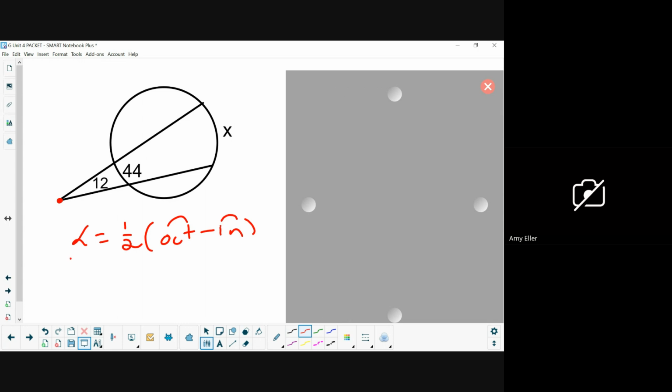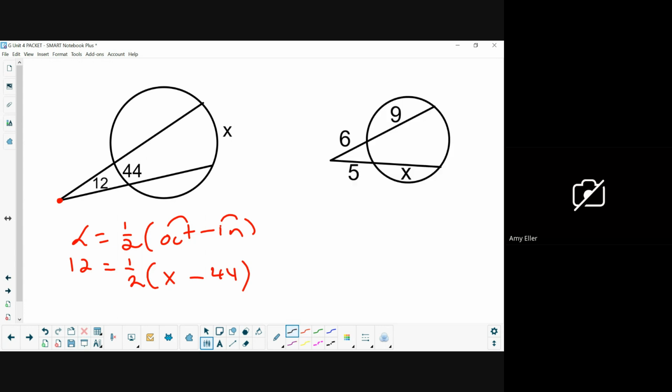The angle is 12. The outer arc is x. The inner arc is 44. This is for if I have angles and arcs. Look at this picture here. This is going to be the new part. Notice here, the picture looks the same because I still have a vertex here and I still have secant.